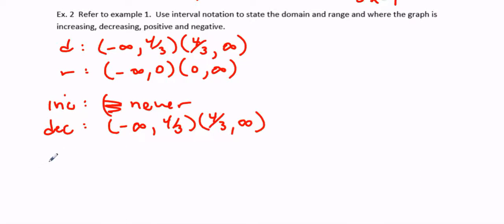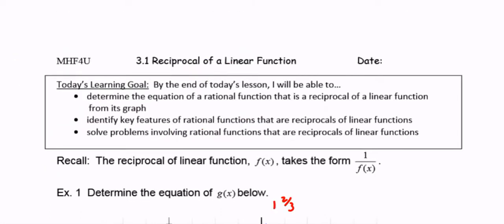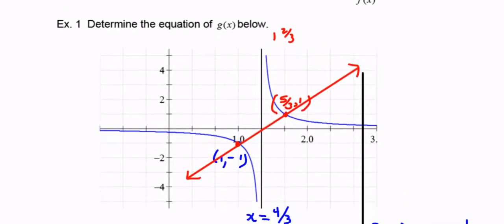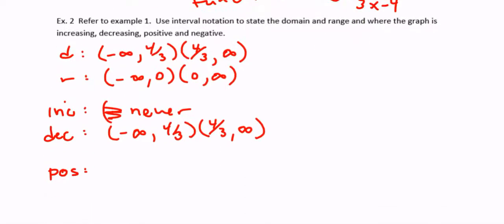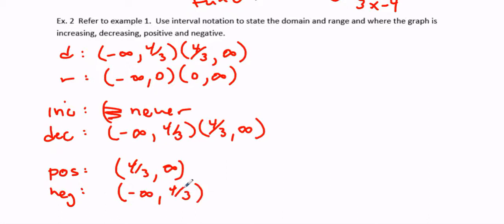Okay, now let's go positive and negative. What was the interval for which the graph was positive? Well, we can see that the graph was positive from 4/3 to infinity, and then the graph was negative from negative infinity to 4/3. So back we go. And so that's going to be positive from 4/3 to infinity, and negative from negative infinity to 4/3, round brackets.